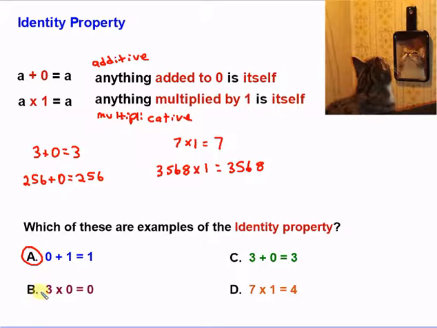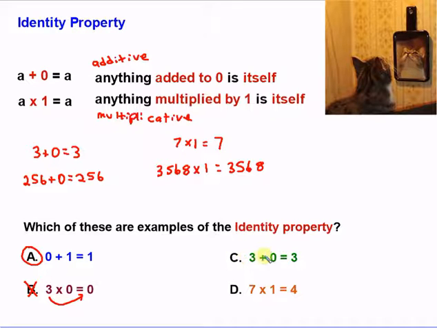What about letter B? 3 times 0. We're multiplying by 0. Isn't that the identity property? Well, no, it's not, because 3 times 0 doesn't give me 3. It gives me 0. I don't want that. I want to get the same number back. I would have to get 3 over here instead of 0. This is not an example of the identity property.